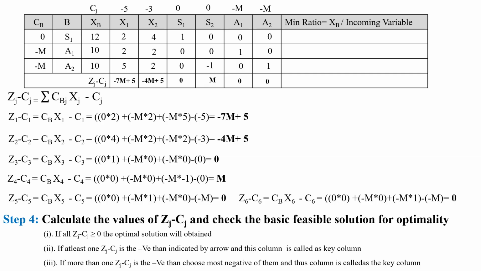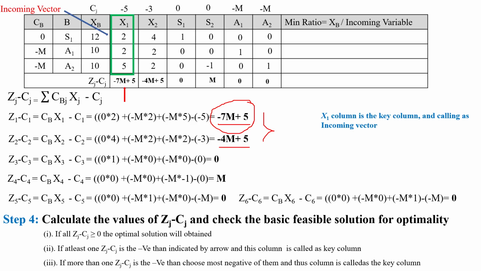Here the Z1 minus C1 value is minus 7M plus 5 and the Z2 minus C2 value is minus 4M plus 5. These are the negative values. Among these two values, the most negative value is minus 7M plus 5 for the x1 variable. So I select this most negative value, and the x1 column we are calling the key column, and it is called the incoming vector. So the x1 variable enters into the basis.